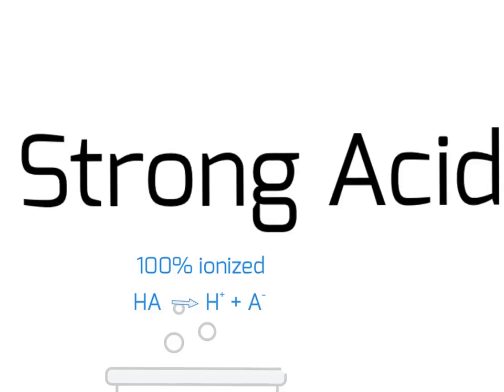This tutorial will cover calculating the pH of strong acids. Before we get into the calculations, we should probably review the difference between a strong acid and a weak acid.